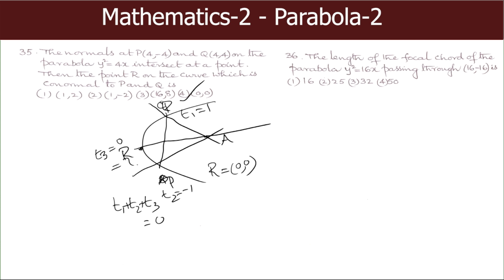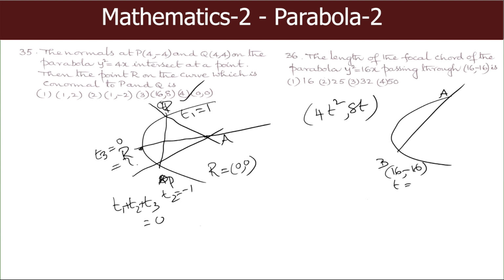The length of the focal chord AB of the parabola y square equal to 16x passing through 16, minus 16 is asked. What is the parameter for this? Any point on the parabola is (at square, 2at). This will be the same as (16, minus 16) when t equal to minus 2.